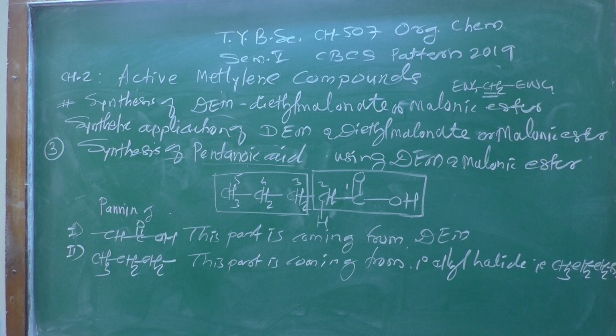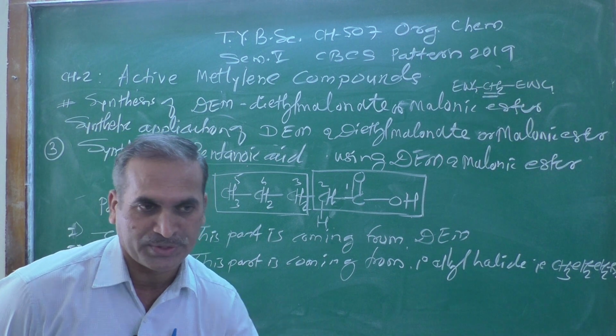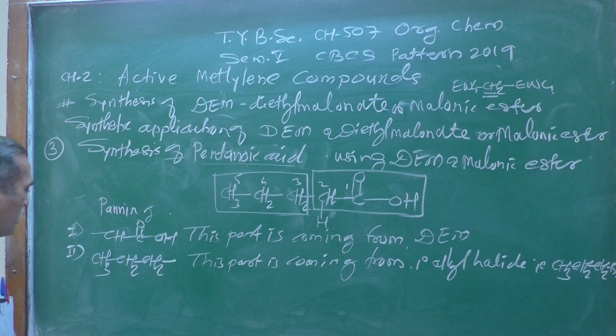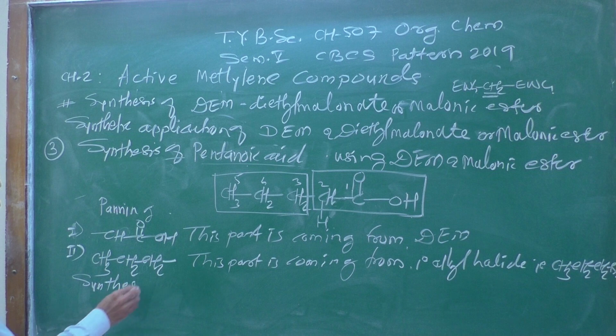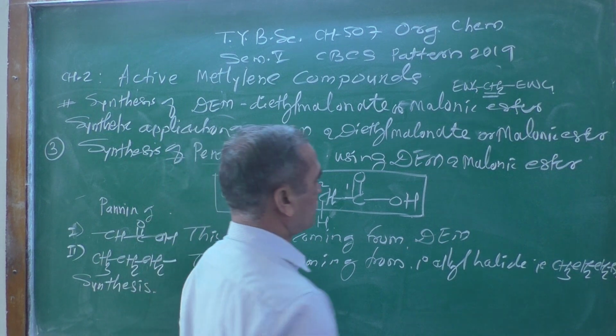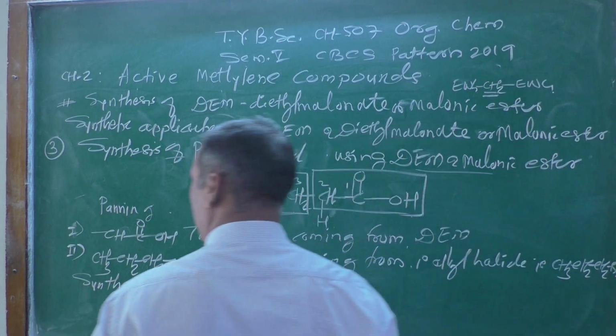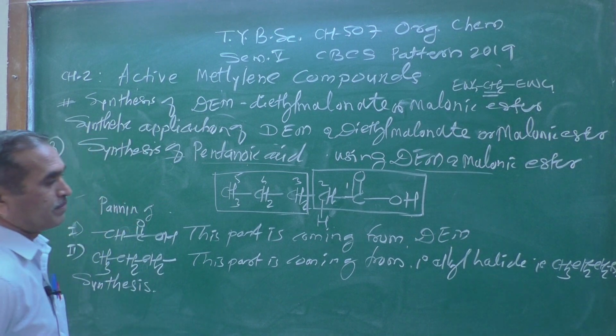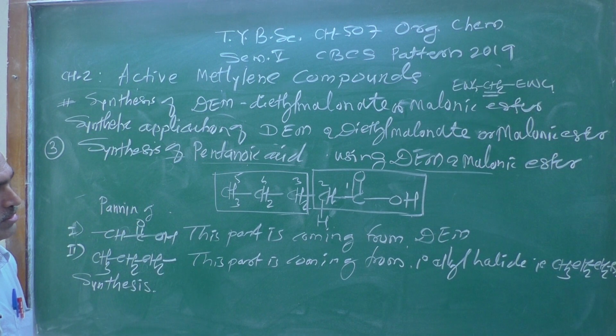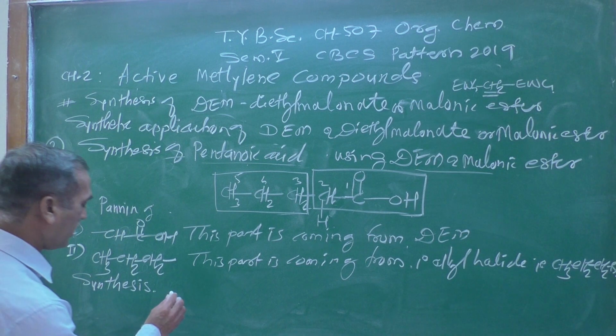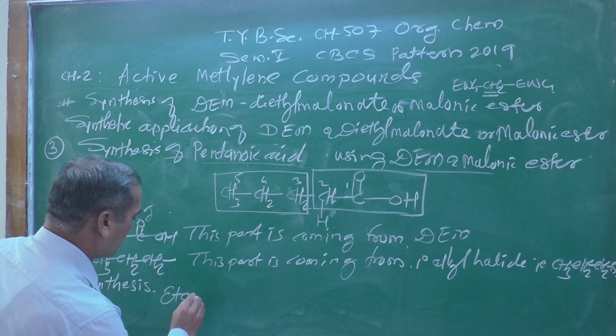Now what is the next usual point to study? The usual point or the normal point is the synthesis. This is the usual way of doing or justifying this application. Synthesis: you can start from the starting material or the precursor given here, that is diethyl malonate. You know the structure of diethyl malonate.